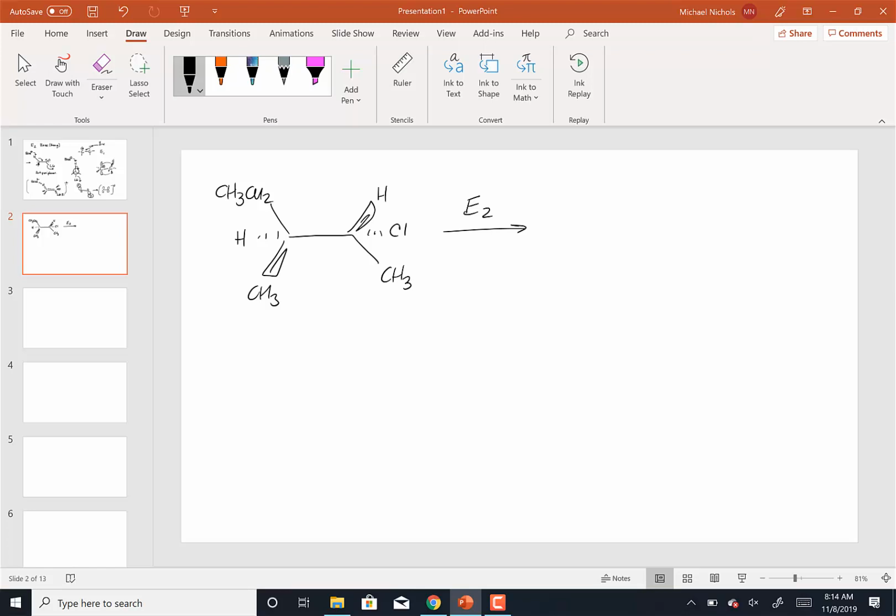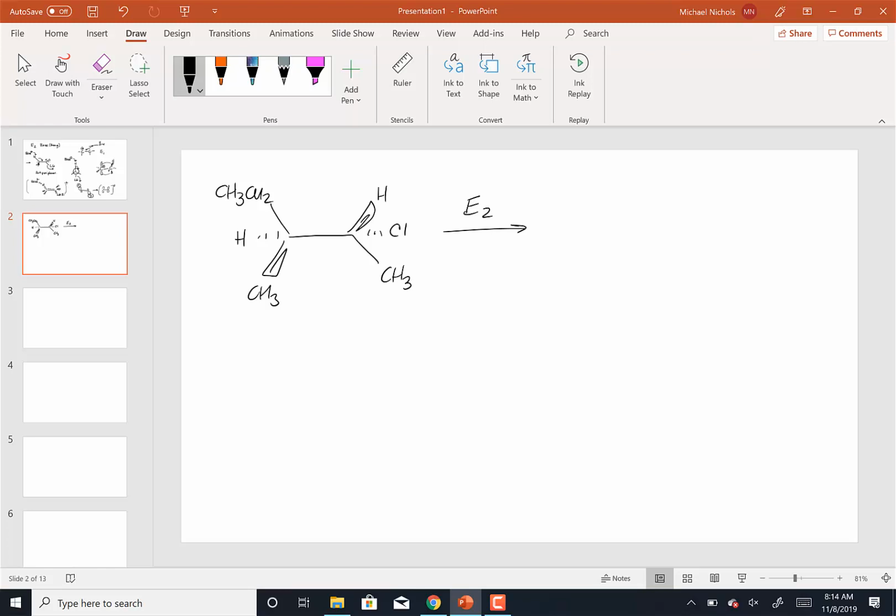So if I do this E2 reaction, you're going to get two products. Okay? We're going to get two products out of this reaction. And those two products are going to come from the loss of a beta hydrogen and the chlorine leaving group.